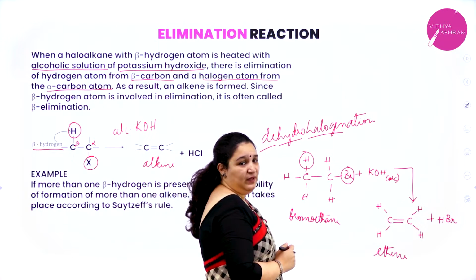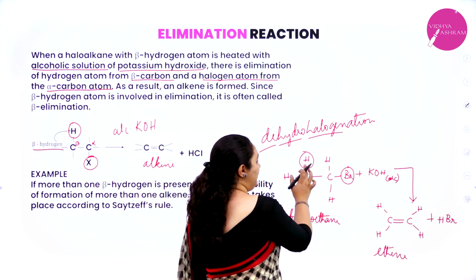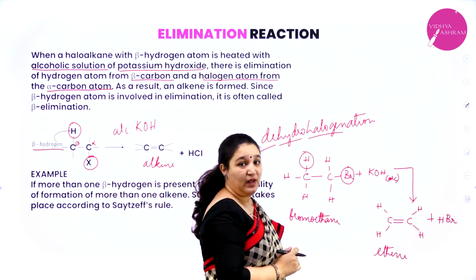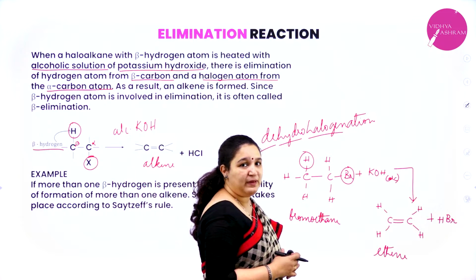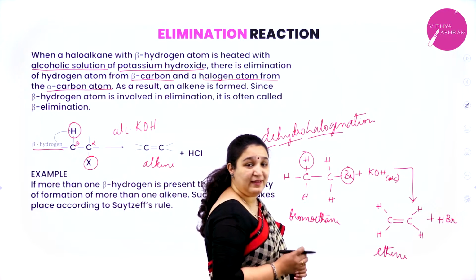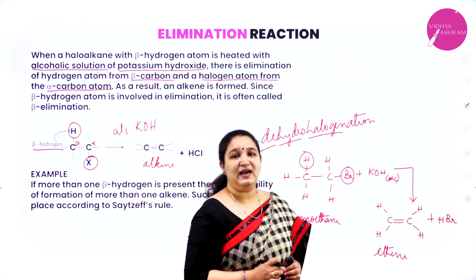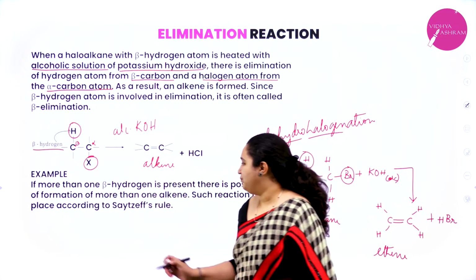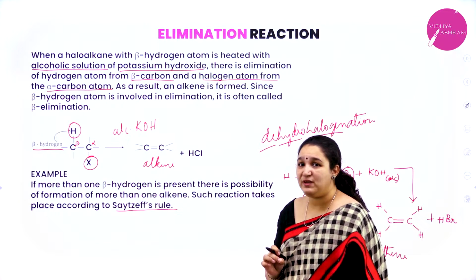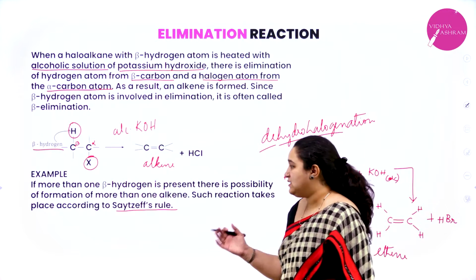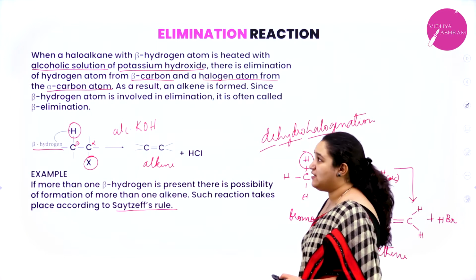In this example, there is only one carbon atom with beta hydrogen. But if there is more than one beta carbon atom which is there, then the beta elimination will follow Saytzeff rule, or beta elimination will happen according to Saytzeff rule. What is this Saytzeff rule? We'll see.